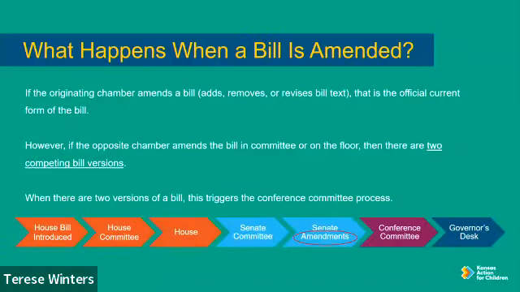So if a bill is amended by the originating chamber, so in our example, the House amends the bill, either in committee or on the floor, then that is the bill's official current form. But if our bill gets through the House and then gets into the Senate, and the Senate committee and/or the Senate floor amends the bill, there are competing versions of the bill, which means that the bill has to go through the conference committee process.